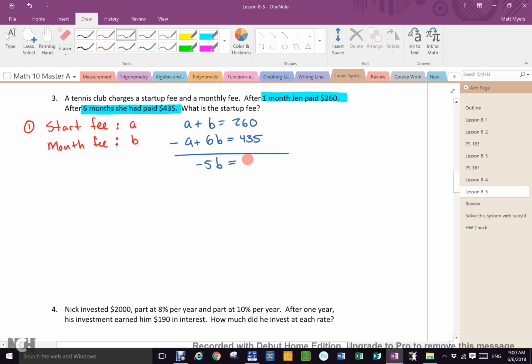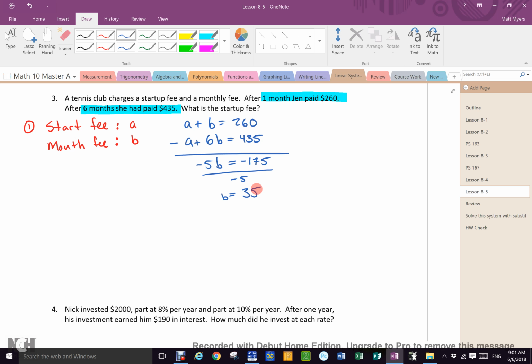And what's 260 minus 435? You probably got to go to your calculator for that. Is that okay? Of course it is. What is it? Negative 175. How do I solve that? Divide by what kind of 5? Negative 5. So what does B equal? 35. Right?